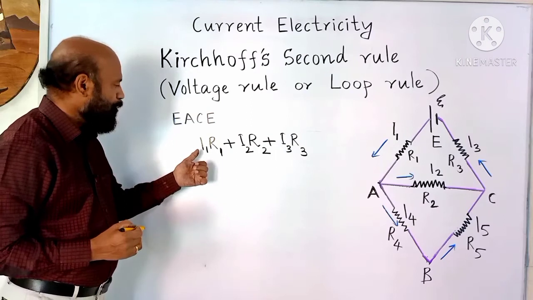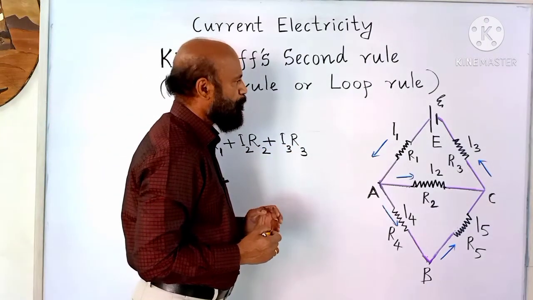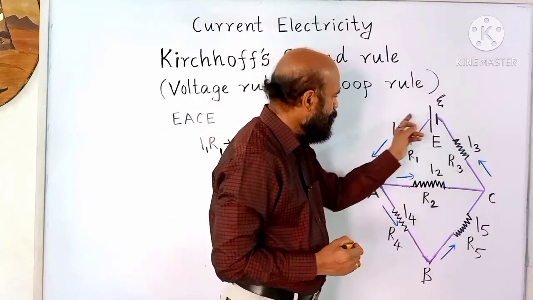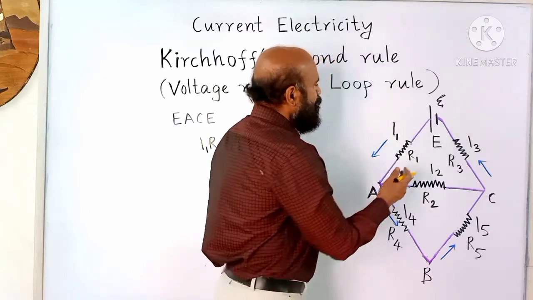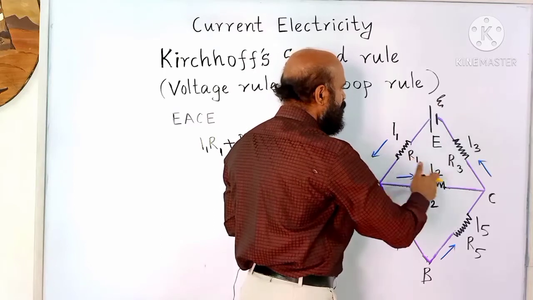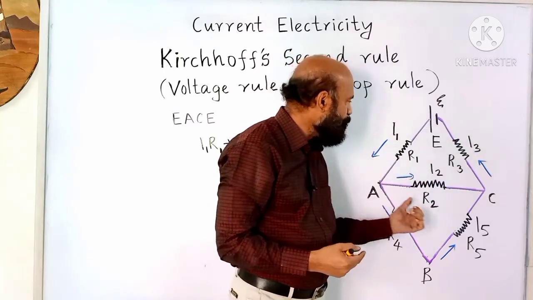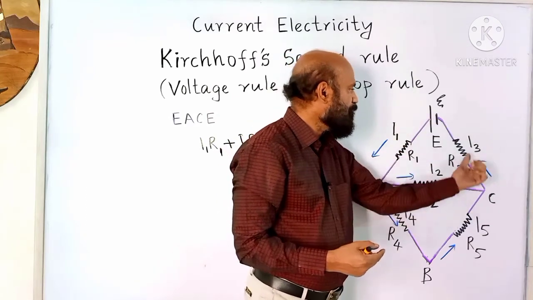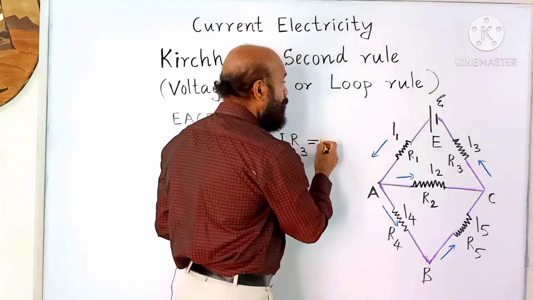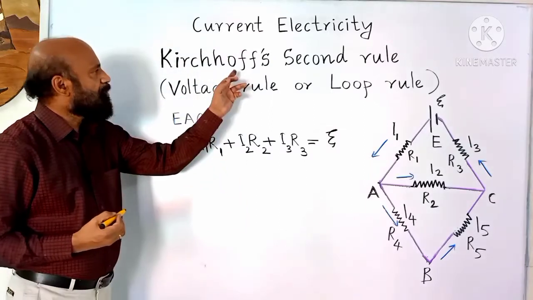Algebraic sum of the product of resistance and current is equal to algebraic sum of the EMF. Only one EMF is there in this closed loop, closed circuit. So you are moving, or loop is in this direction. So battery is sending current, or cell is sending the current from positive to negative. So it is positive. EMF of the cell is psi. So that is Kirchhoff's second rule.